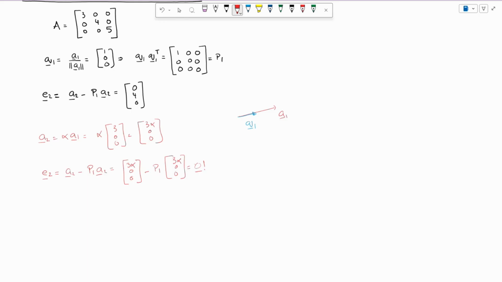Zero is definitely not equal to A2. So E2 is definitely not equal to A2. So that answer is wrong. But does it make sense that it's zero? When will zero happen? When you compute this error, when will it be equal to zero?